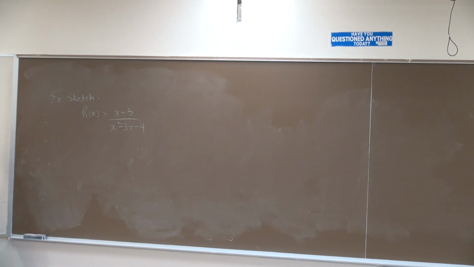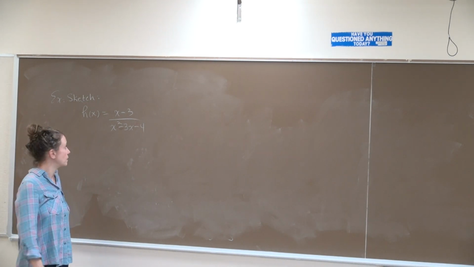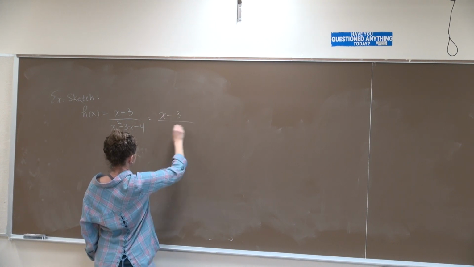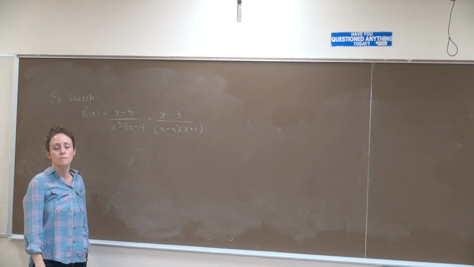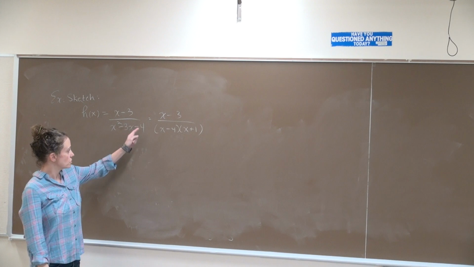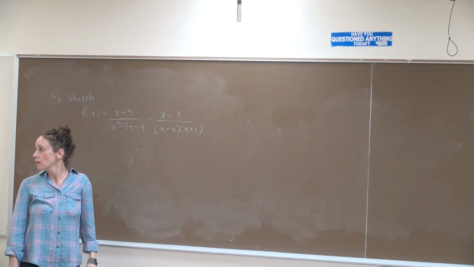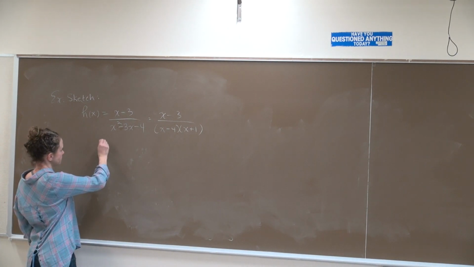All right, so the first thing we're going to do, in order for us to graph this, is to factor it completely. So the factored version of this looks like x minus 3 divided by x minus 4 times x plus 1. Right, two numbers whose product is negative 4 that sums to negative 3 are going to be negative 4 and positive 1.